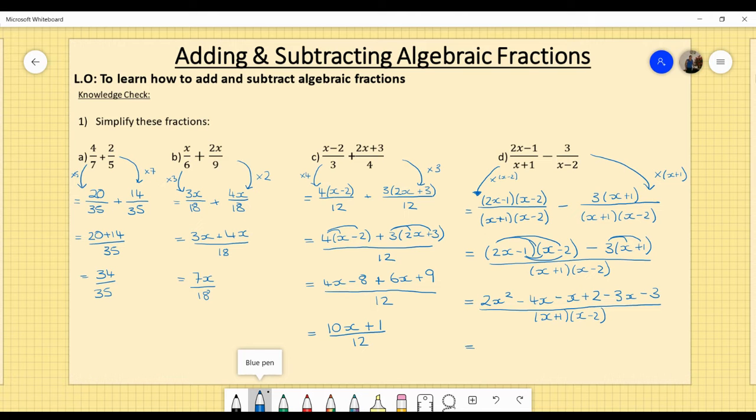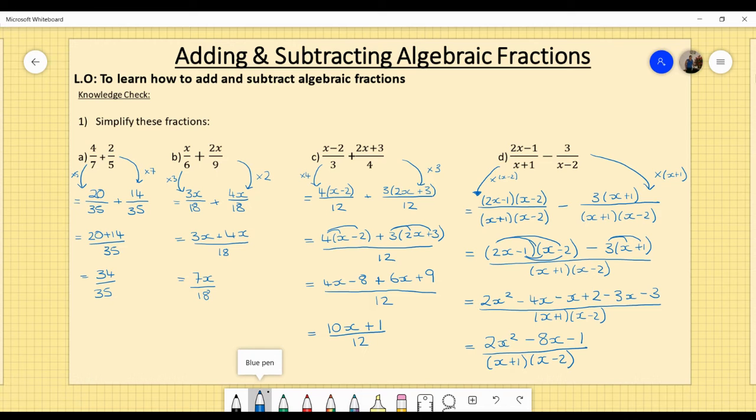And then we just need to simplify our numerator. So we have 2x squared minus 4x minus x gives me minus 5x. Take away another 3x gives me minus 8x. And then we've got positive 2, take away 3, giving me negative 1. All over x plus 1 and x minus 2.